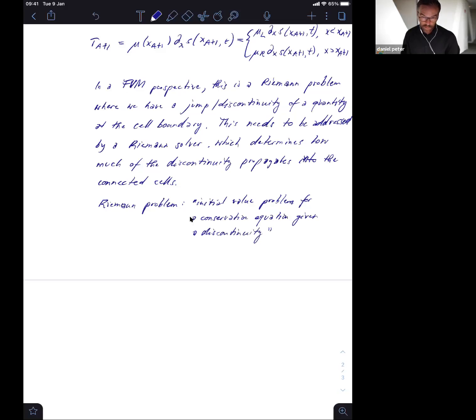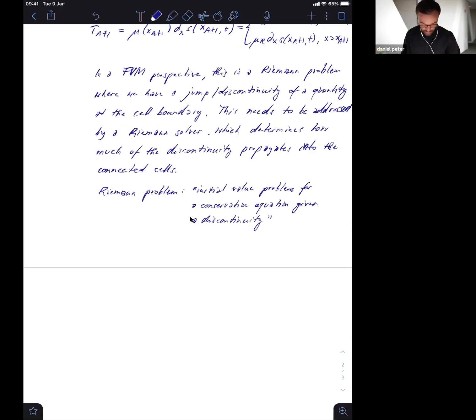So what you often will see is, for example, the advection problem, which is a typical problem for a conservation equation. And then we have a jump of the quantity Q from the left side to the right side. So now you have this jump of a quantity and you need to address this with a Riemann solver.